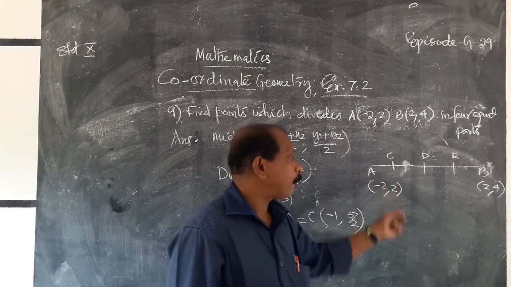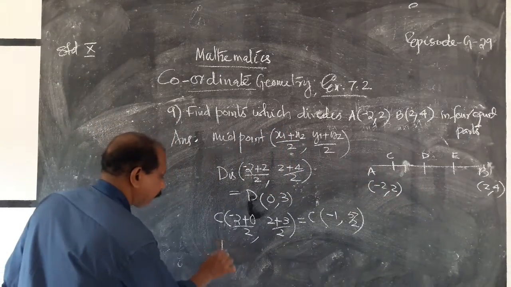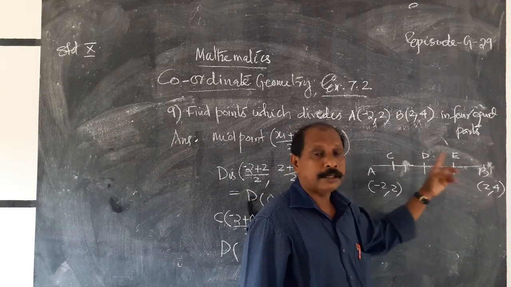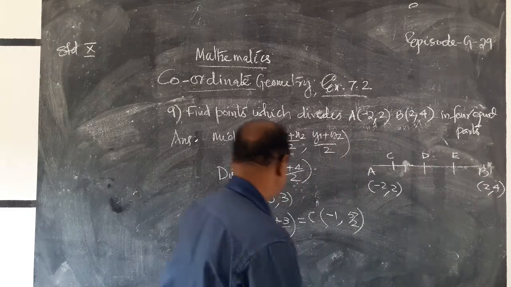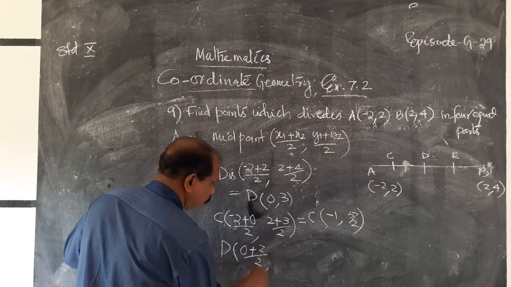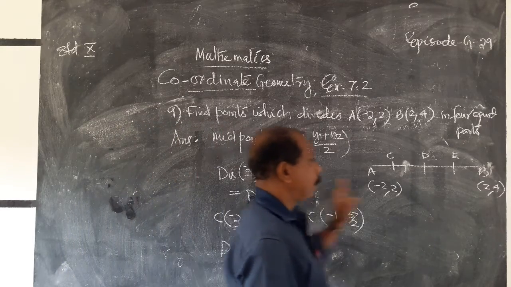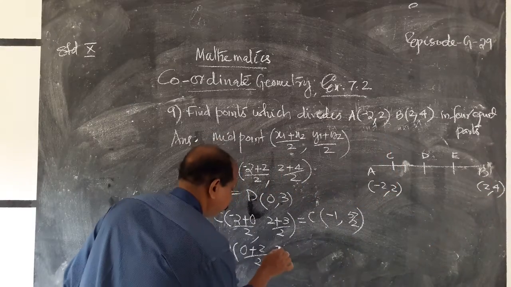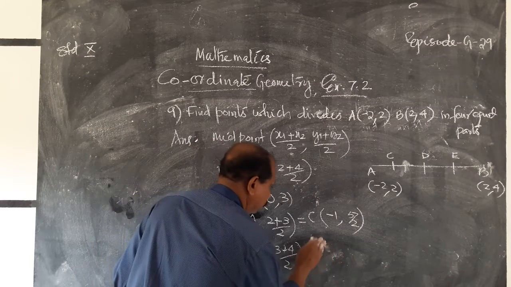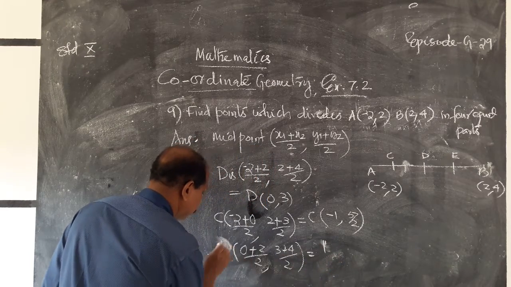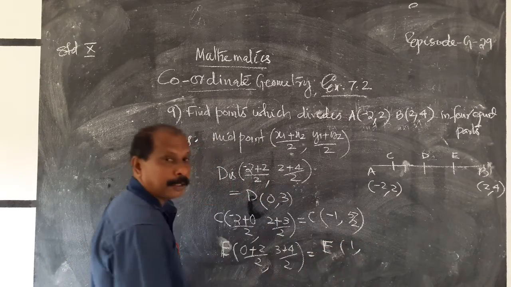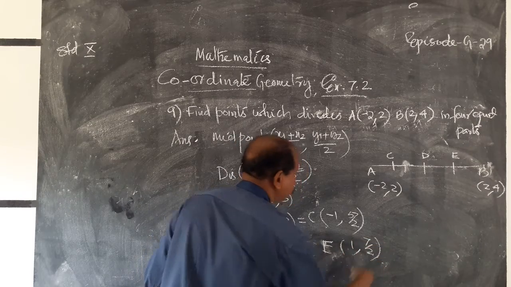Then E is the midpoint of DB. D is (x1, y1) and B is (x2, y2). That is (0 plus 2) by 2, comma, (3 plus 4) by 2. That is E. 2 by 2 is 1. 3 plus 4 is 7, so that is 7 by 2.